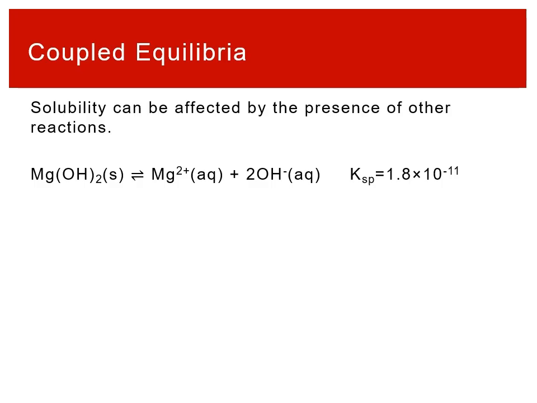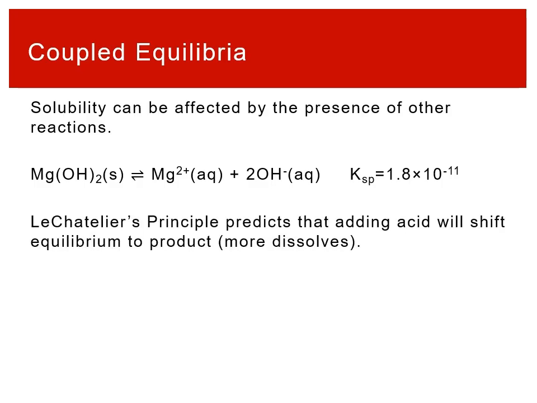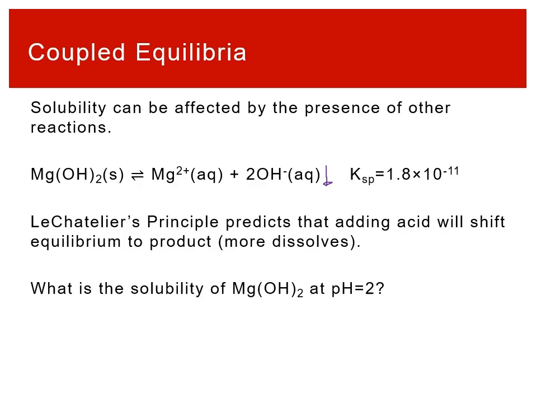Simultaneously, if you change the solution, you affect solubility. If we look here at our magnesium hydroxide dissolving, we can see that on the product side is hydroxide. So Le Chatelier's principle says that if we add an acid, the acid would react with my hydroxide, decreasing the concentration of a product. If we decrease the concentration of a product, the equilibrium will shift to replace it, meaning more will dissolve. So we could functionally increase the amount of magnesium hydroxide that dissolves by adding an acid. So what is the solubility of magnesium hydroxide at pH equals 2?